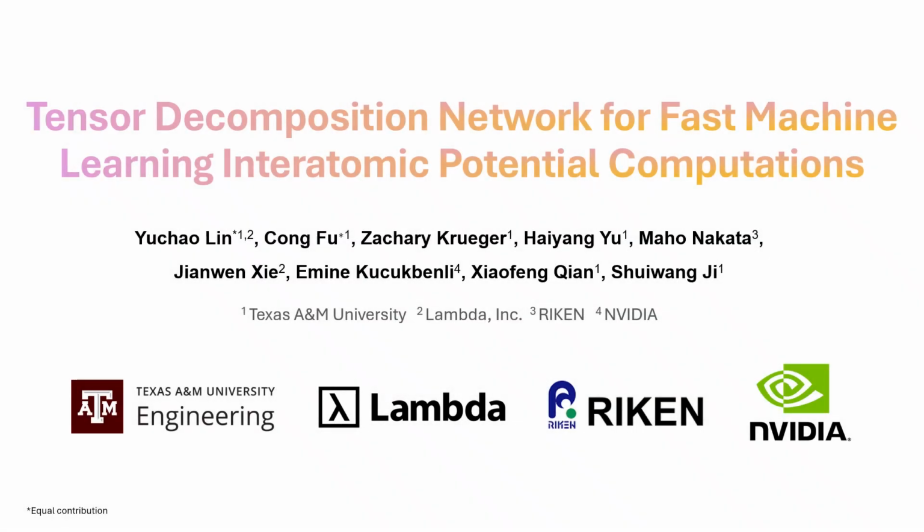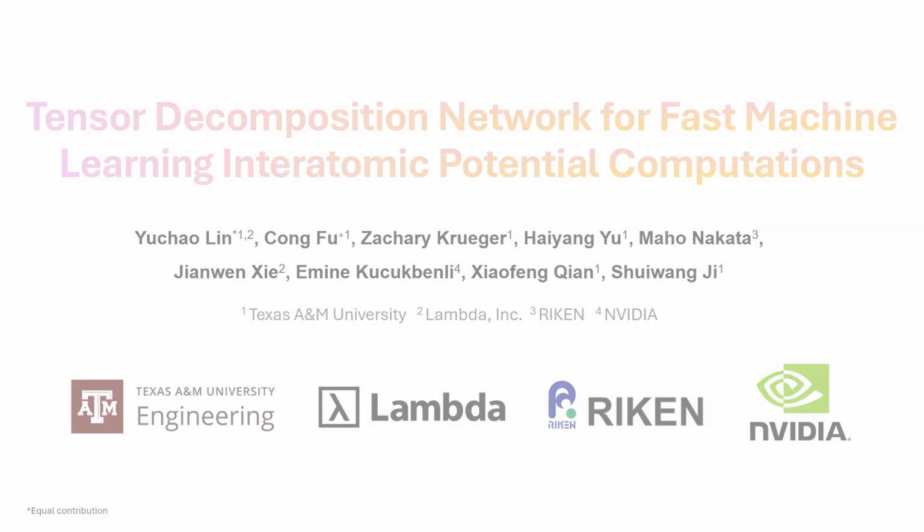How can we make equivariant neural networks and machine learning force fields efficient? We introduced the Tensor Decomposition Network, TDN, which accelerates force field computations while preserving equivariance and accuracy.